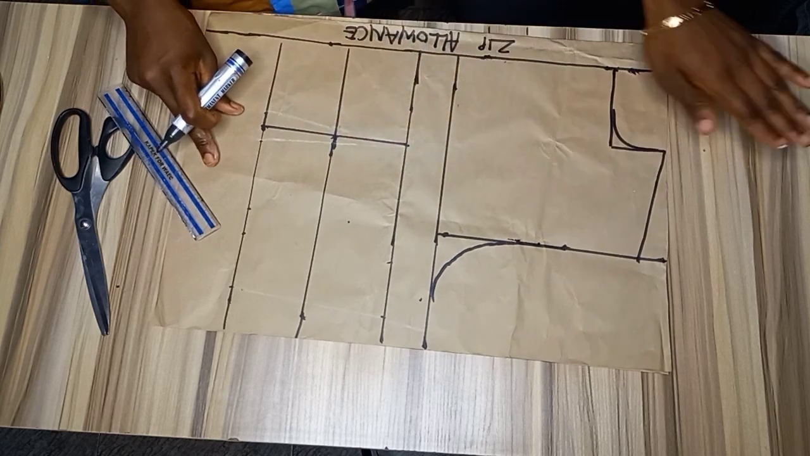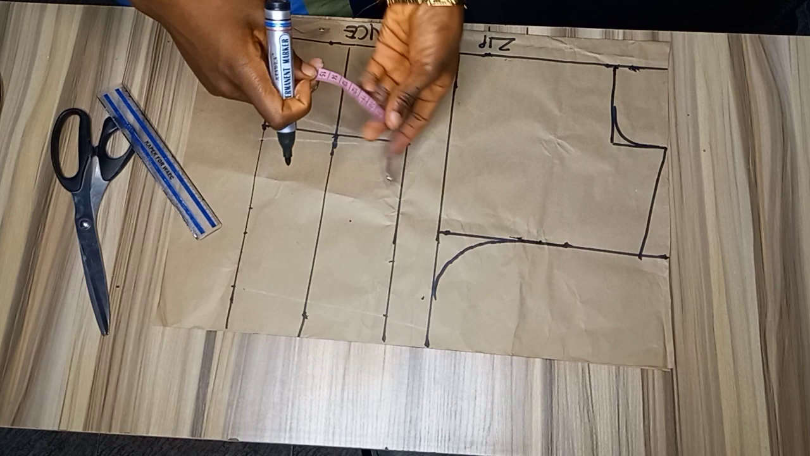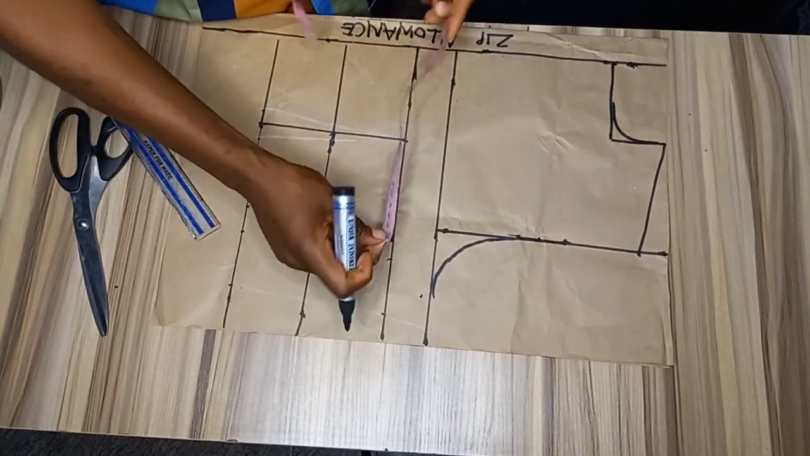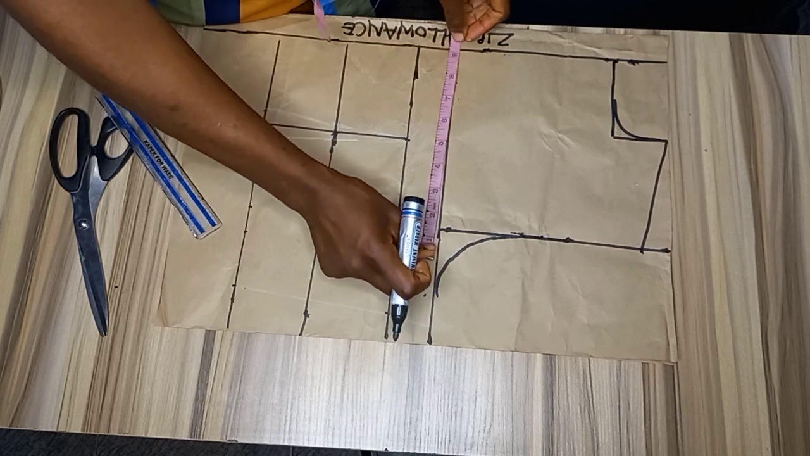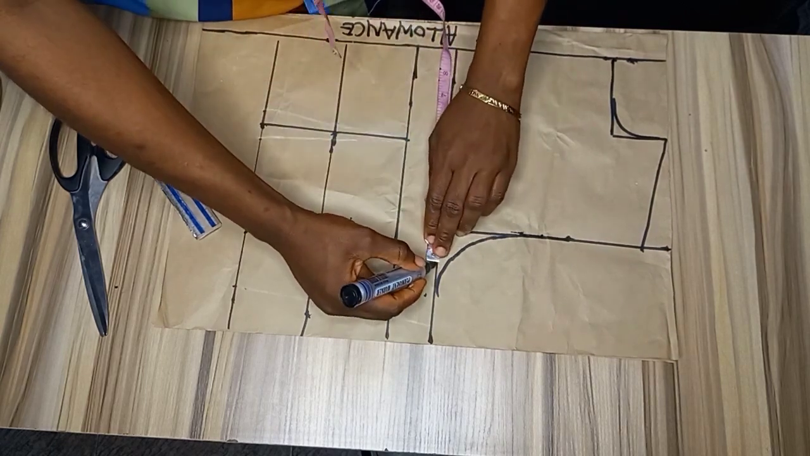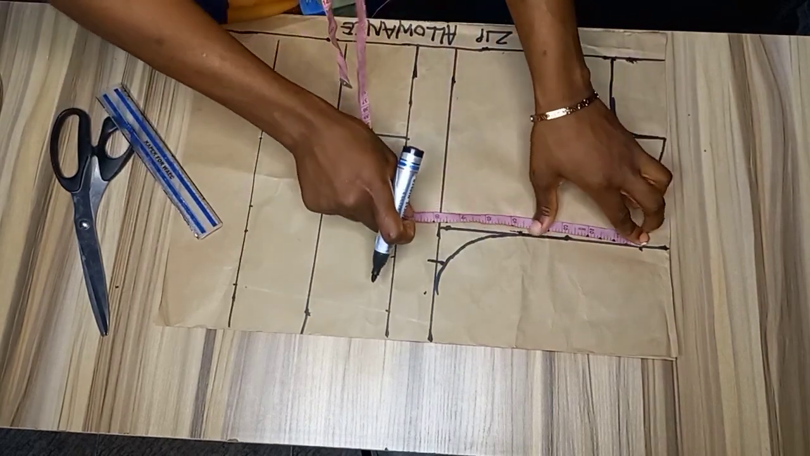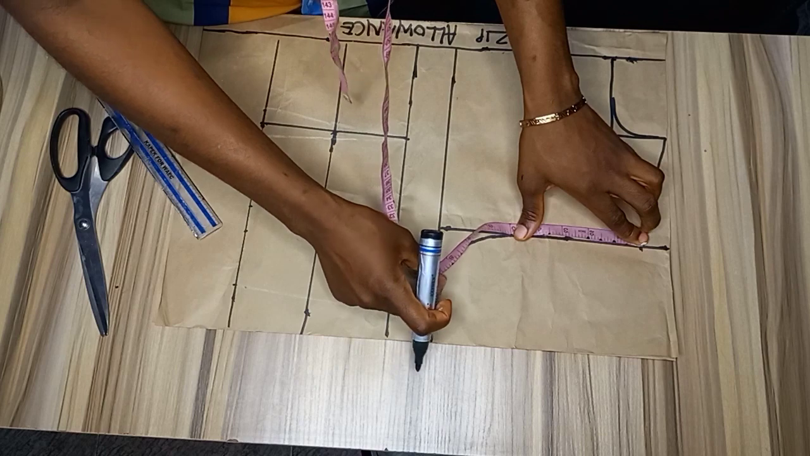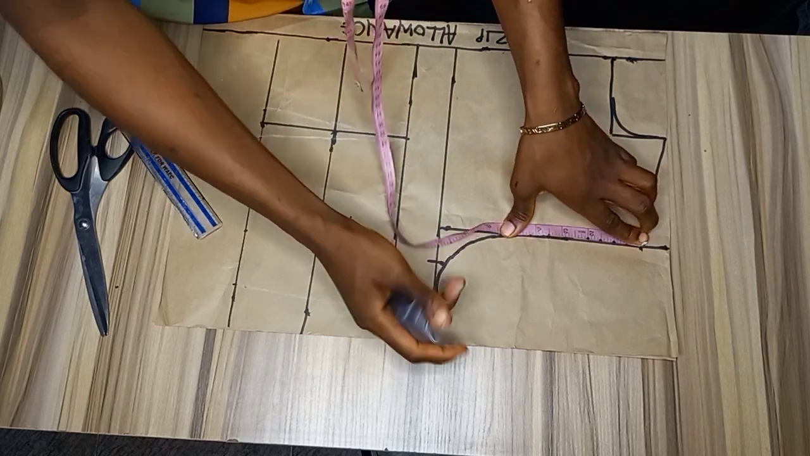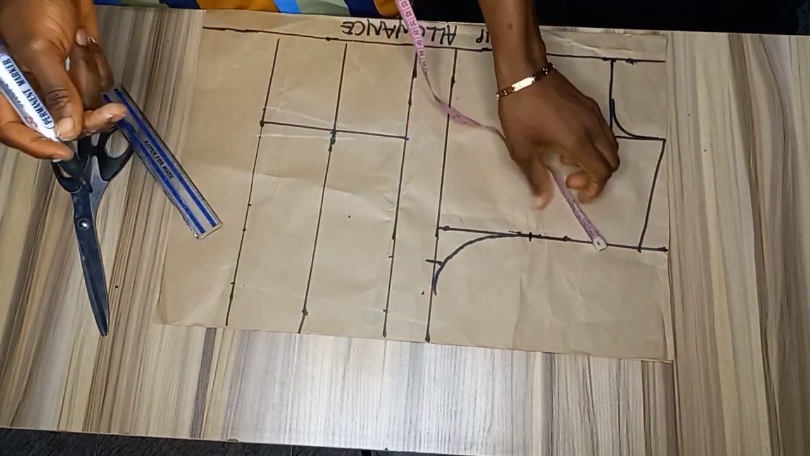To go for your normal princess dart, you take your body circumference, that's your bust circumference, which is 9. You take it on the chest line, because when you divide 36 by 4, you have 9 inches. So you measure it out. You have 8.2. 8.2 divided by 2, you're going to have 4.1. So this is going to be your midpoint.